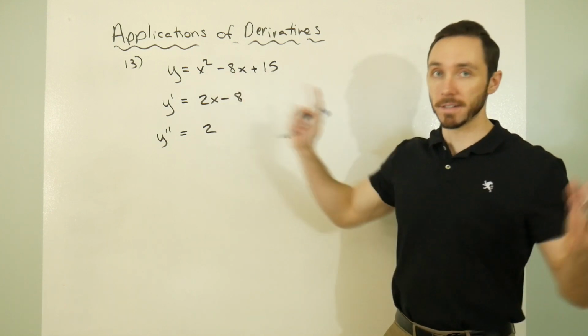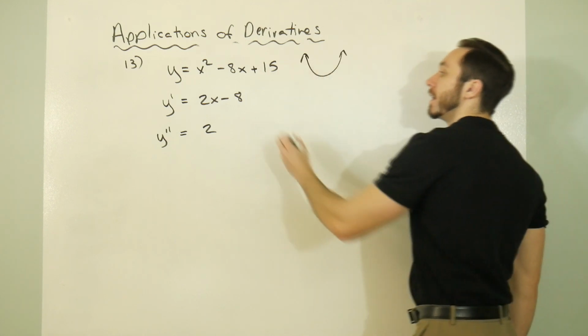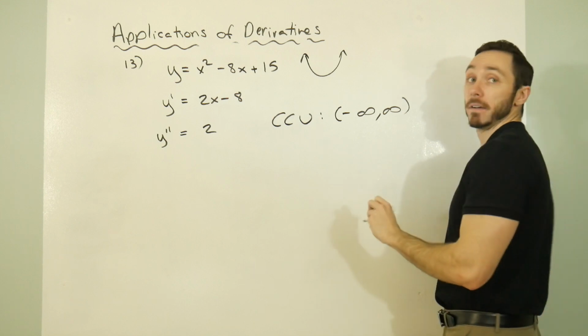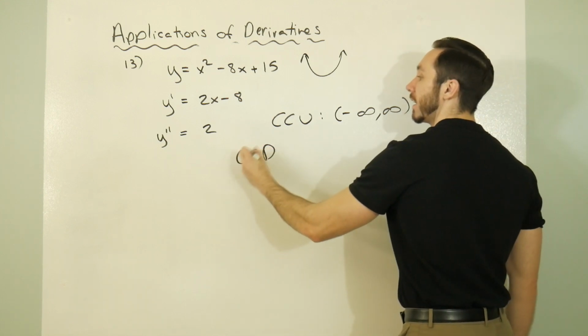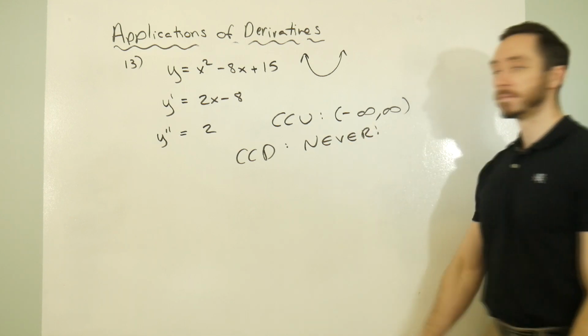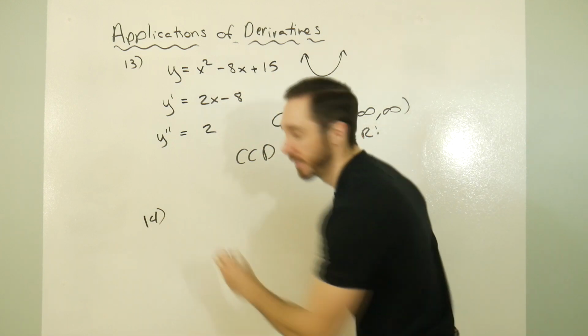This is a parabola. It's an upward pointing parabola. It's always concave up. So with that said, we are concave up forever, and the way we say forever is that way. So concave down, we'll just say never for that. So 14 we can do with literally no work.